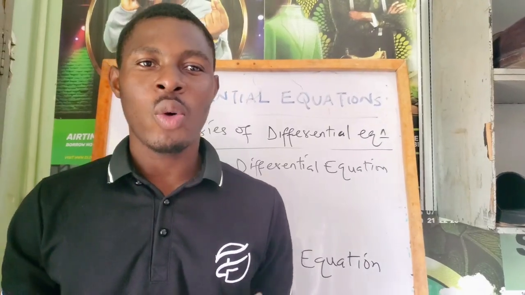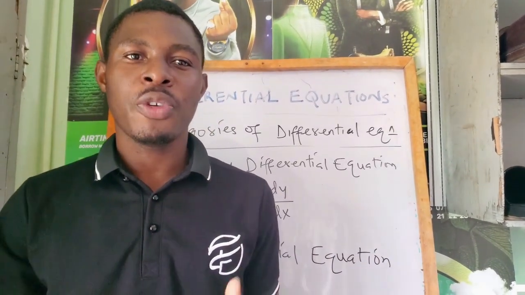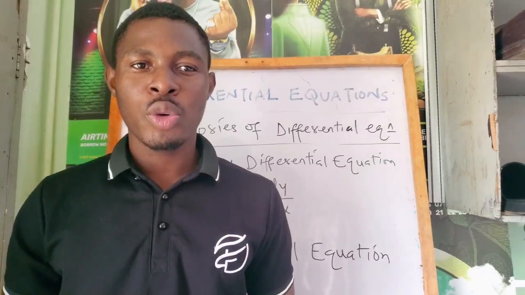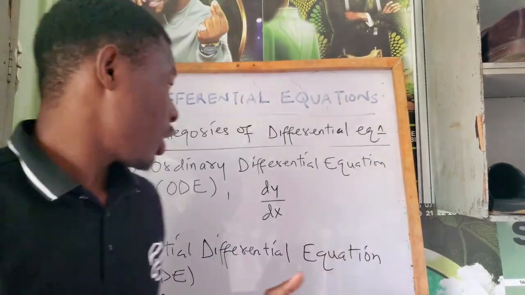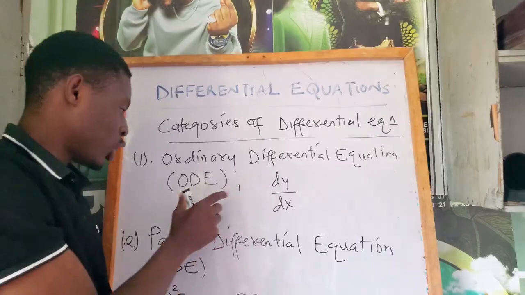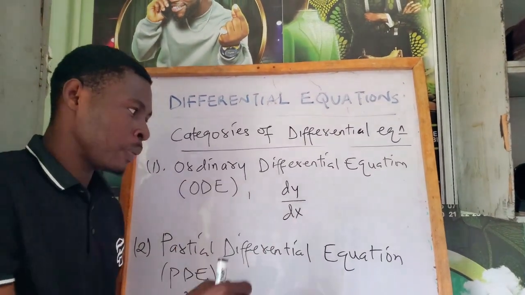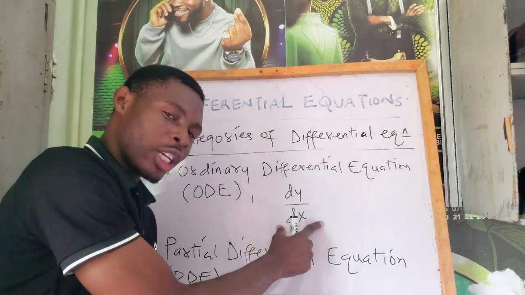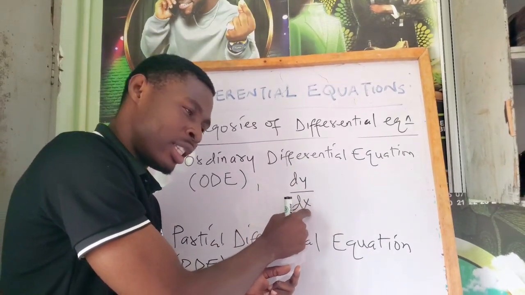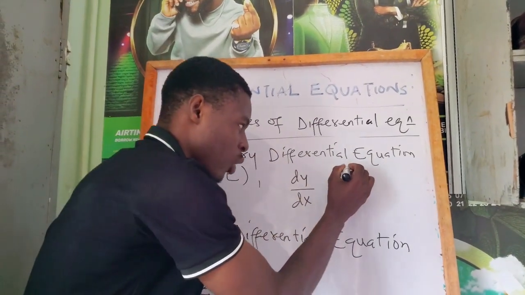So before we move further, I would like us to look at the categories of differential equation. We have two main categories of differential equation. There are, one, ordinary differential equation. It is abbreviated ODE. Any equation with the differential coefficient dy/dx, that is, we have these normal looking d's.